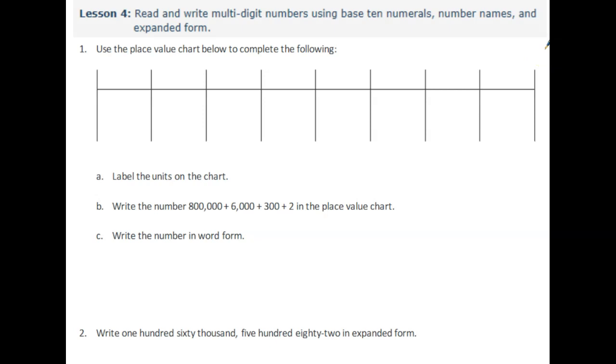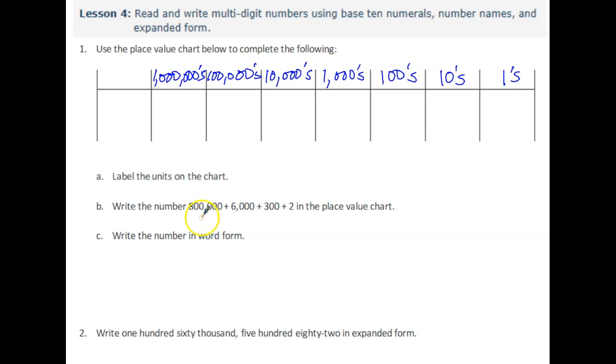All right, so lesson 4, we are going to read and write multi-digit numbers using base 10 numerals, number names, and expanded form. It says use the place value chart to complete the following. All right, label the place value chart. My millions got a little sloppy with those zeros. Millions. That's the S for millions.